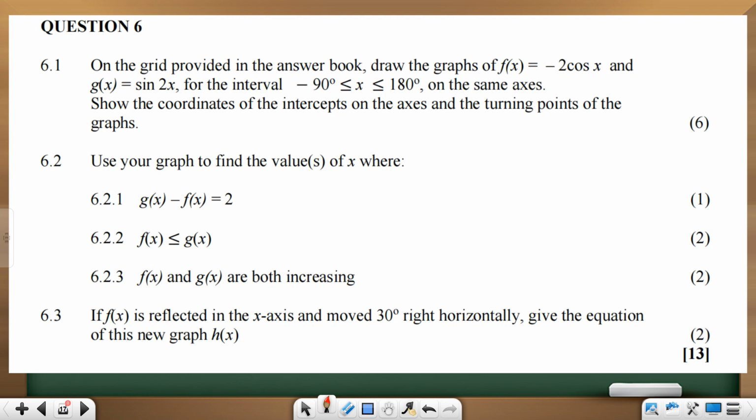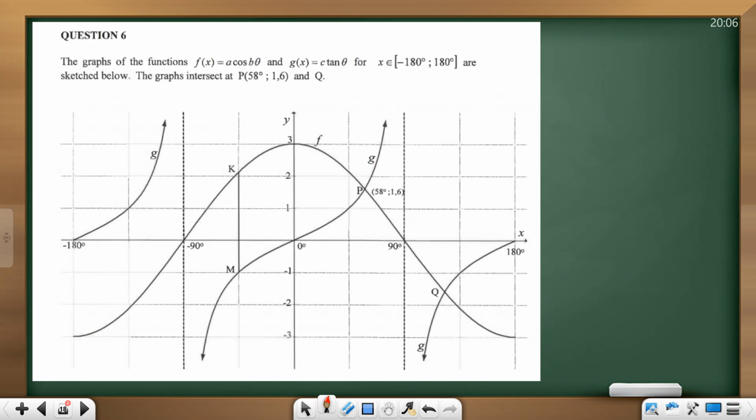Sia, the equation for period will be b is half, and then we multiply 360 by the inverse. No, we just divide. Sia, we just follow my formula, 360 over b. Take pictures.